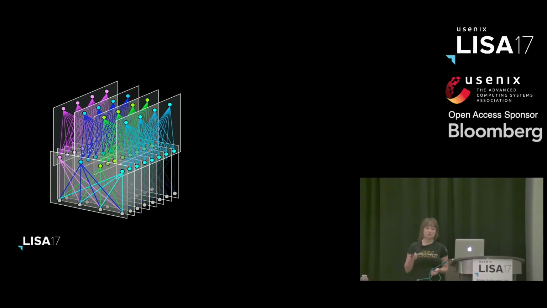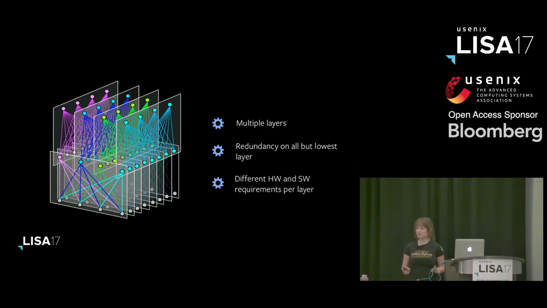Okay, so to summarize the main points here, our data center topology is hierarchical, and it consists of multiple layers. There's redundancy at all layers except the bottommost layer, and there are different requirements for hardware and software depending on where the device is positioned. And by different requirements, on the hardware side, I mean things like the number of ports a switch has, or the different port speeds that things are able to run at. On the software side, this is protocols or various networking features, and of course scale.